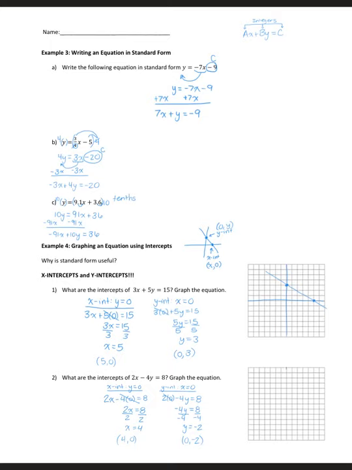So if you come over here to your graph, your x-intercept was 4, 0. Your y-intercept is 0, negative 2. And you can draw your line. There's not much more to it than that.